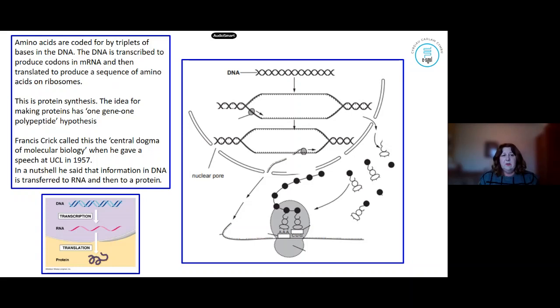And the idea is that proteins are made in what's called the one gene, one polypeptide hypothesis. So for every gene, there's a polypeptide made. And this area of biology was talked about by Francis Crick, whose name you will recognise from Watson and Crick. He called it the central dogma of molecular biology. He gave a groundbreaking speech at UCL, University College London, in 1957, where he said, in a nutshell, that the information in DNA is transferred to RNA and then to a protein. And so that's what we're going to focus on today.